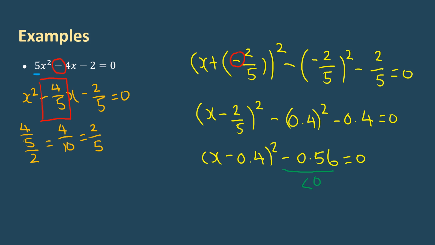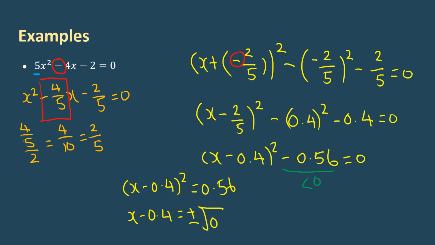So our final answer would be x minus 0.4 square equals to 0.56, and then we square root both sides, so x minus 0.4 equals to plus minus square root 0.56, and then we bring the 0.4 over, so we should get x equals to plus minus square root 0.56 plus 0.4. So this actually means that we're having square root 0.56 plus 0.4 or negative square root 0.56 plus 0.4, and that's our final value.